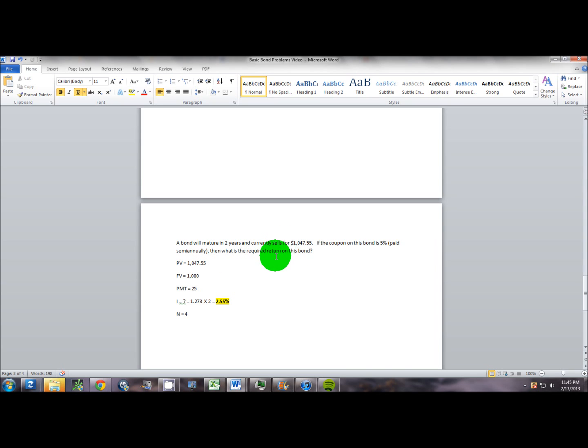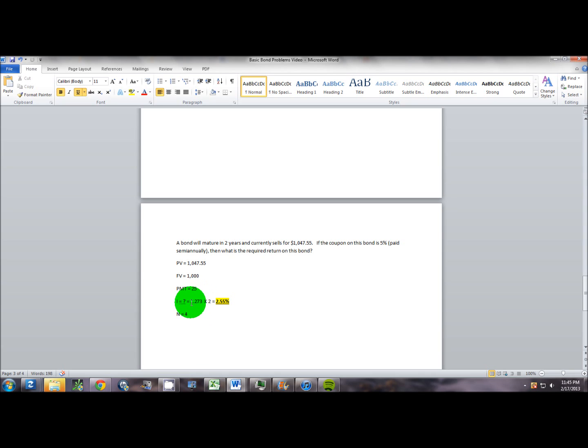Then what is the required return on this bond? So I kind of, again, threw another phrase out at you guys, but again, I want to get you guys comfortable solving for I when it's cloaked in different terms, different phrases, right? This is just telling you to solve for I. And going back to the first piece of information we were given, if the bond matures in 2 years, that's 4 semi-annual periods, okay?